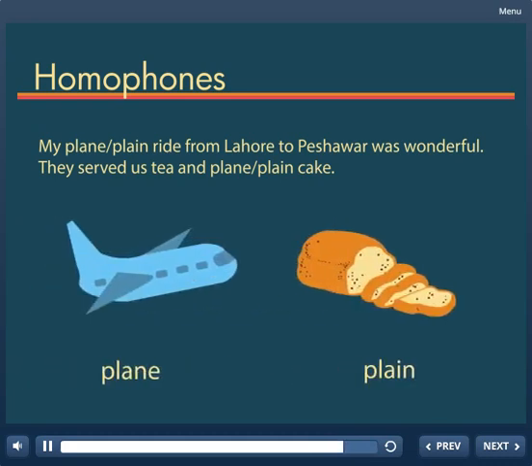Plane. The first plane has the word ride immediately after it, so we can tell that the correct homophone would be plane. The next time we hear this word, it is being used as an adjective to describe the cake, so it is plain.